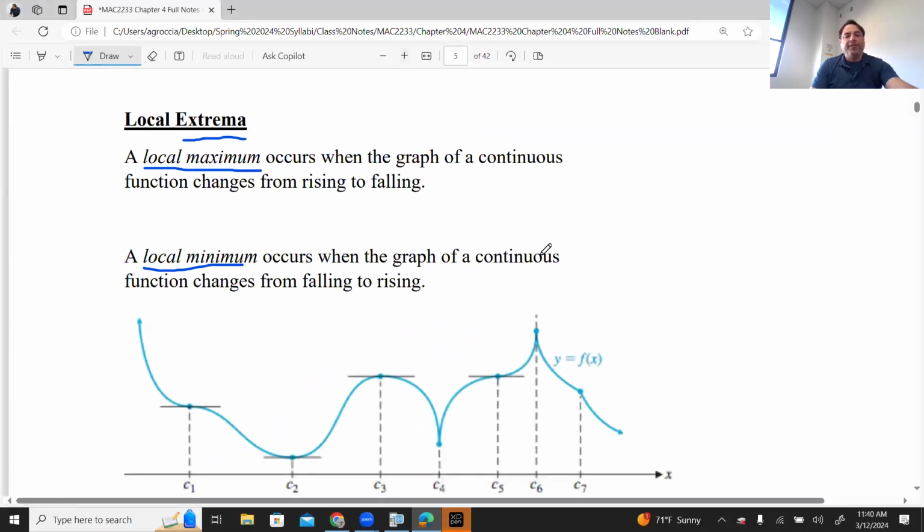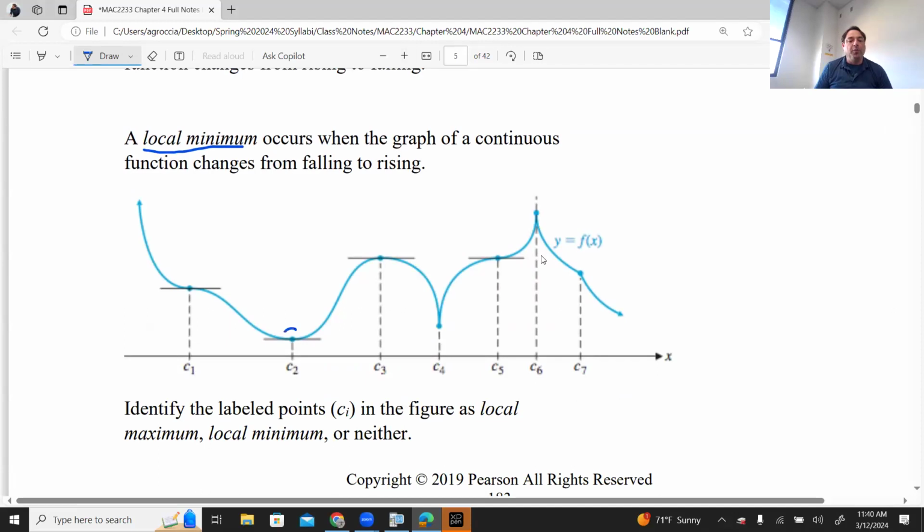Looking at this graph, you're going to notice that we have some low points and we have some high points. These low or high points are called extrema. The high points we're going to call local max. Another textbook uses relative, but local or relative max. The low points are called our local mins.